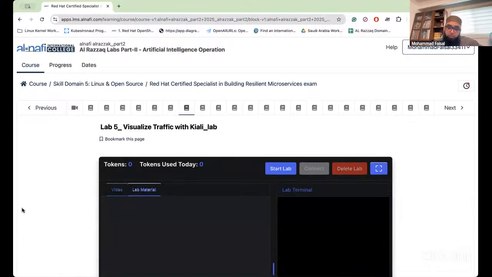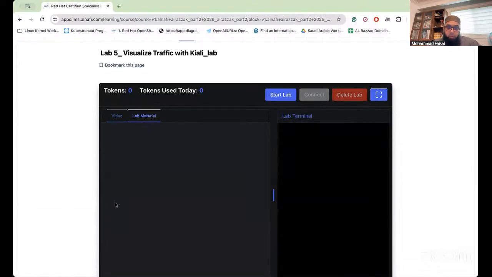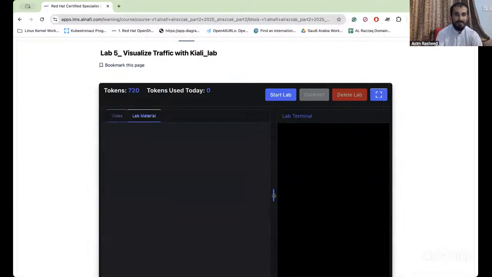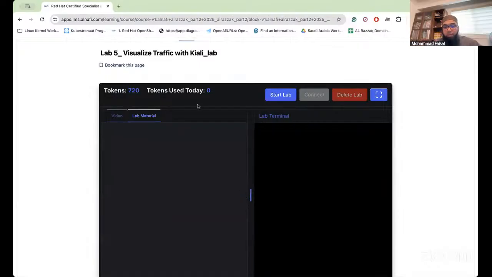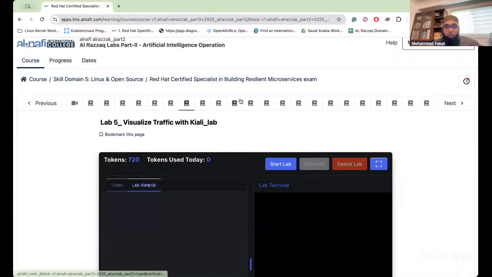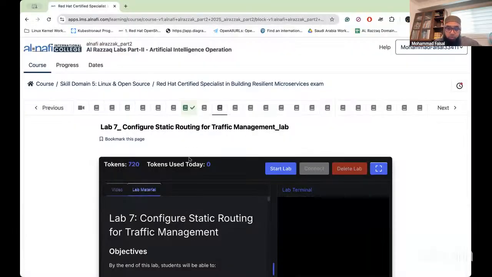Do the labs. The labs are very important for you because they will give you insight into what you need to do, how you need to do it, and so on, right? This is very important because it will give you an idea of what needs to be done, inshallah. The other thing is you have to continue doing these labs because they will prepare you for your interviews. So for example, if you go back there, you will see configure static routing for traffic management, right?